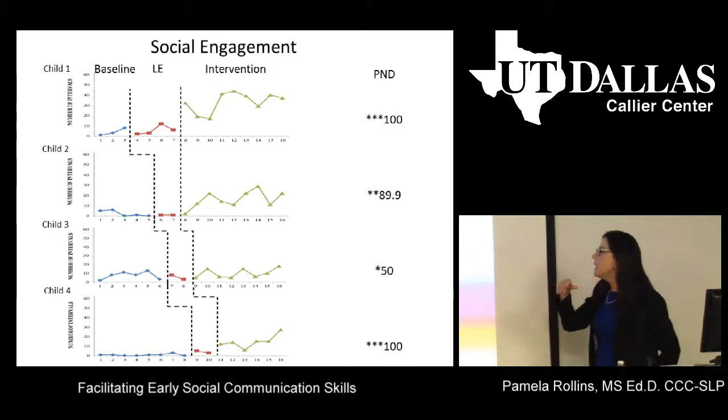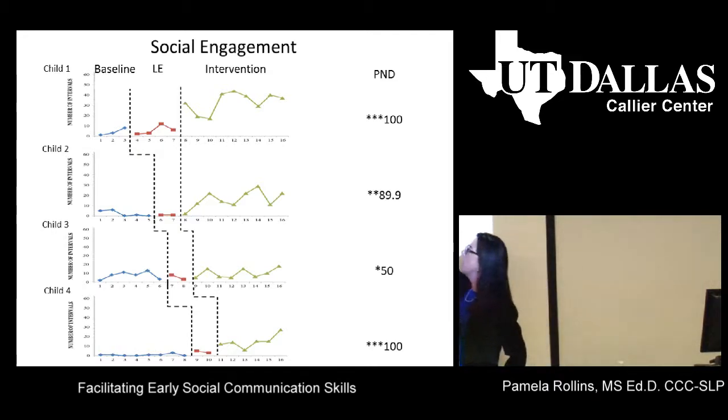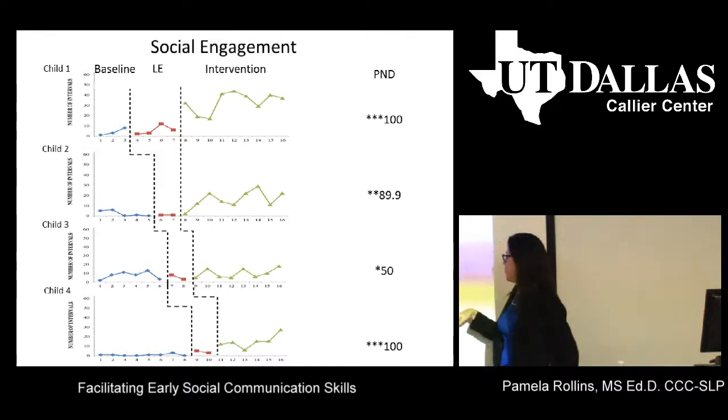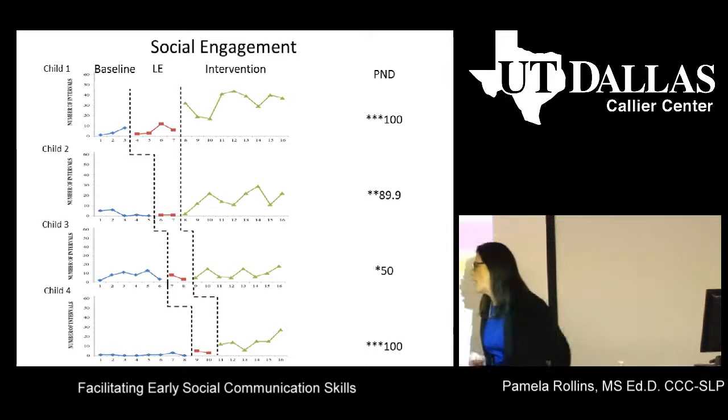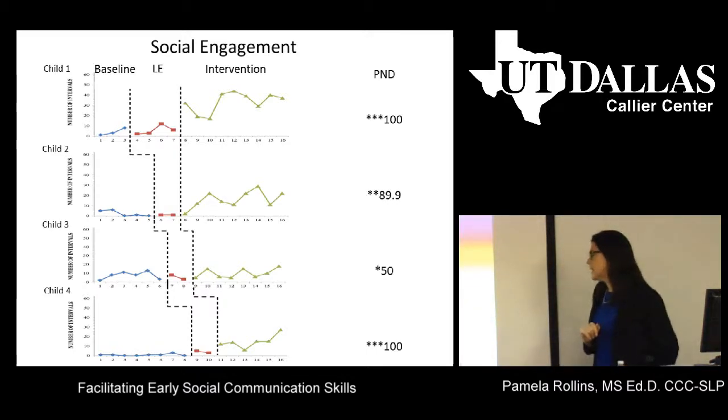And you see, visually, that for social engagement, that is looking at the other's face and smiling, looking at the eyes and the face and smiling, it looked pretty effective for most children, and not as effective for child 3, but it's interesting that child 3 had some social emotional skills during baseline. So that was social engagement.